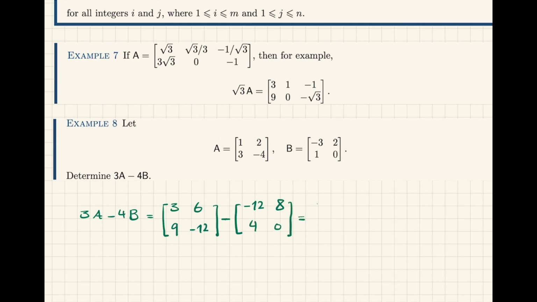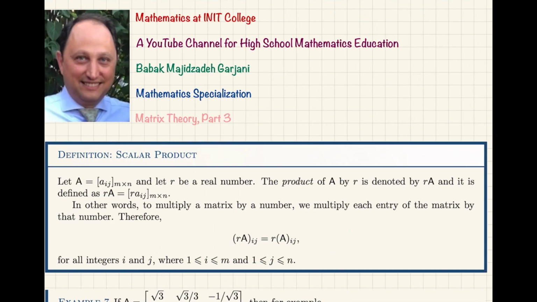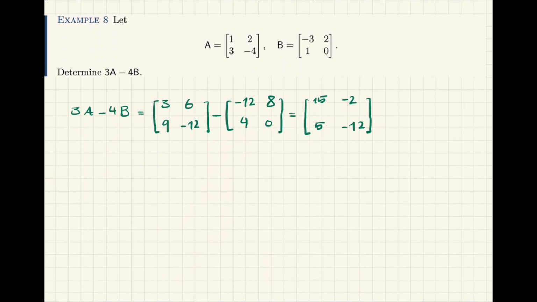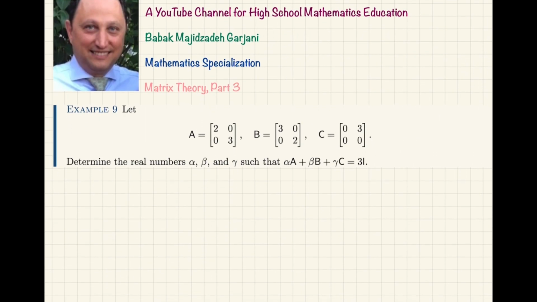And then I start subtracting them. So it becomes 3 minus 12, 15, minus 2, 5, and minus 12. As simple as that. Okay, any questions here? I'm not asking because they are very, very simple. Okay. And now let us solve this problem.